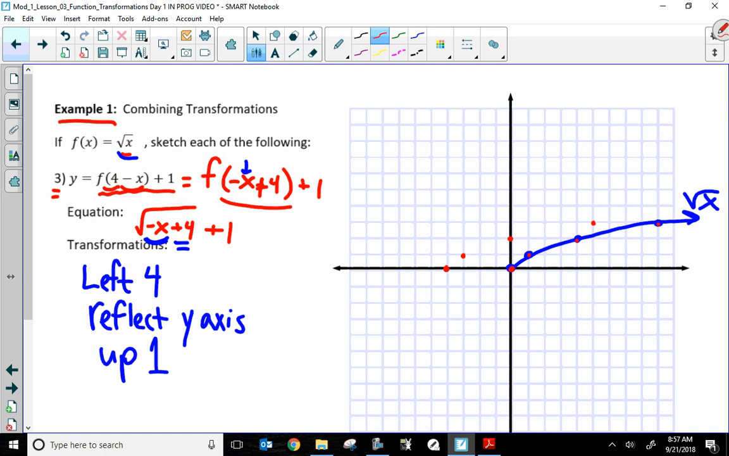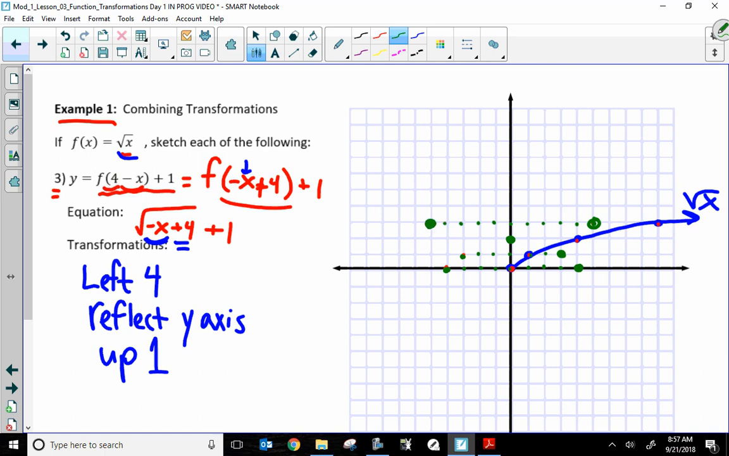Now, I need to take each one of those points and reflect it over the y-axis. So this point right here is going to reflect 1, 2, 3, 4. This point here is going to go 1, 2, 3 spots. This point here is going to stay on the y-axis. And this last point here is going to go 1, 2, 3, 4, 5.